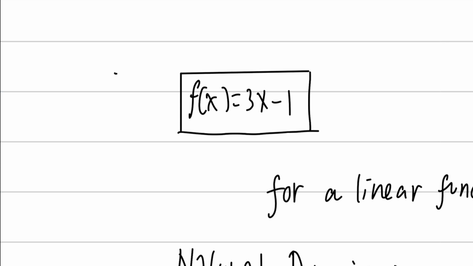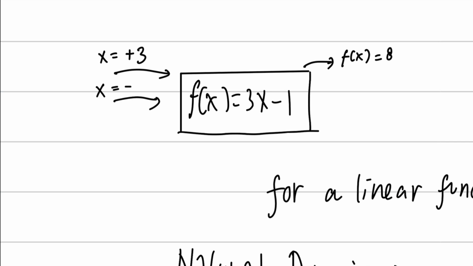Well, can we put a positive value? For example, positive 3? Well, yeah, we can get the output, which is equal to 8. Can we put a very big positive value, which is 10,000? Yes, you can, because you can get the output. You can just calculate that: 3 times 10,000 minus 1. You get the value.